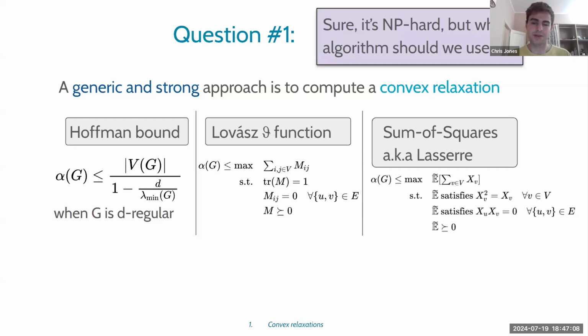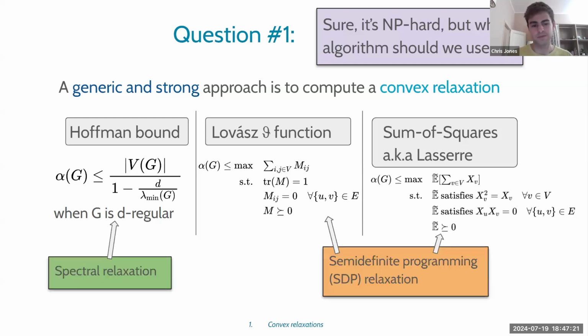So this is the class of algorithms that I want to consider for attacking alpha of G. They are generic. You can apply them without really looking at the structure of your graph. And in many interesting cases, they do a pretty good job. The left bound, as I said, is a spectral relaxation. And the second and third ones are semi-definite programming relaxations.